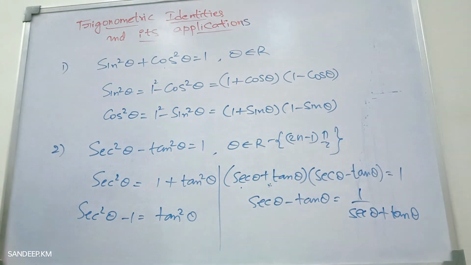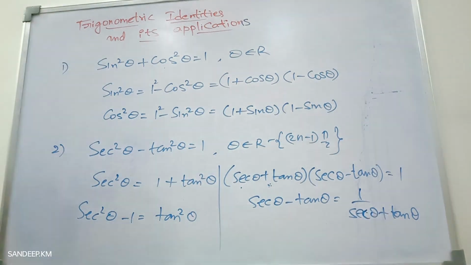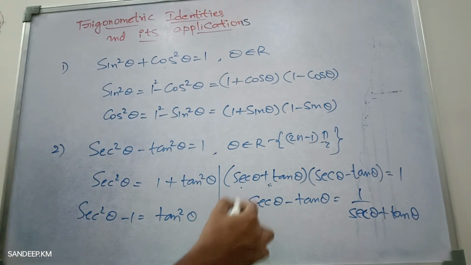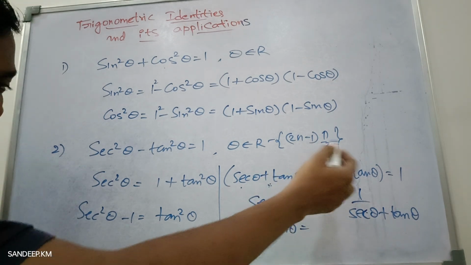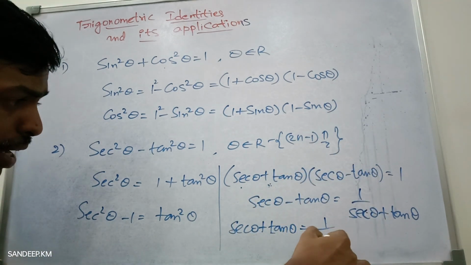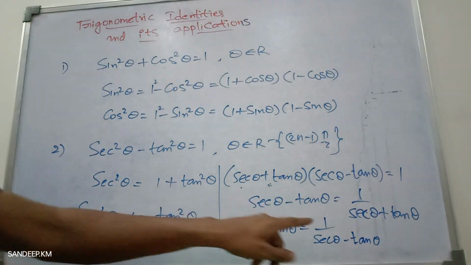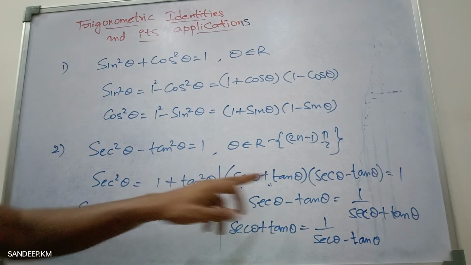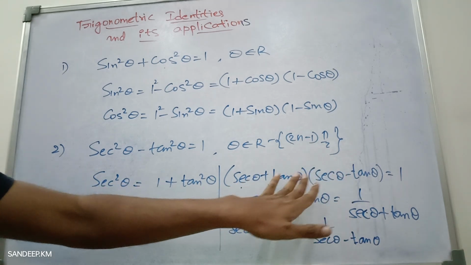So remember this while solving the problems. If you find 1 by sec theta plus tan theta, you can write it as sec theta minus tan theta. Same way, you can keep sec theta plus tan theta on the left side, and you can transpose sec theta minus tan theta to the right side: 1 divided by sec theta minus tan theta. So please remember that 1 by sec theta minus tan theta is equal to sec theta plus tan theta. So these two are reciprocals of each other.